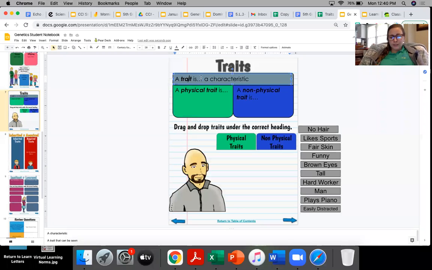In your notebooks, it says a trait is... I want you to double click or double tap by that and I want for you to type in a trait is a characteristic. And I'm going to put it in the chat just in case you want to copy and paste from the chat to expedite the process, which means speed it up.